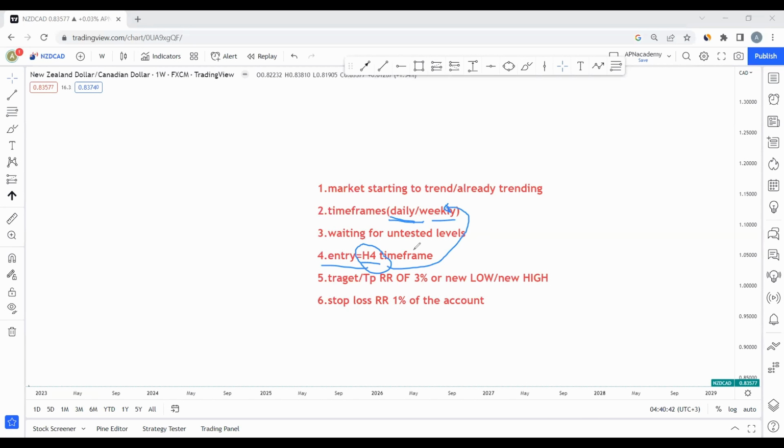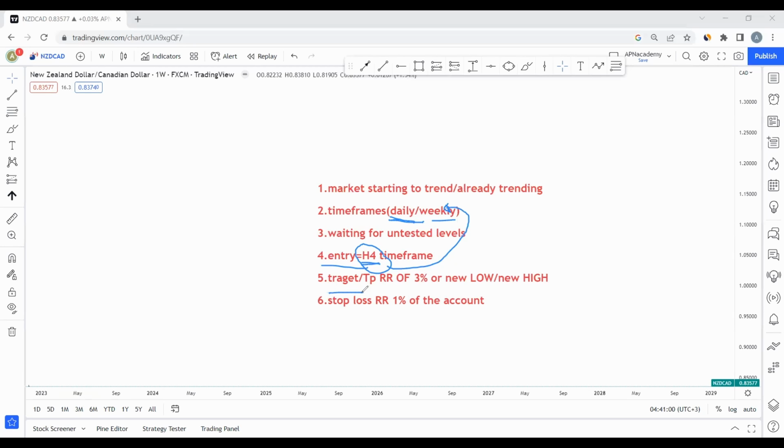But since in this video I'm going to be focusing so much on weekly, we're going to be using H4. But if you want to use daily, please, the method is the same. Just change the time frame in case you're going to backtest. If you want to use daily, your entry time frame is H1. If you want to use weekly, your entry time frame is H4, right?